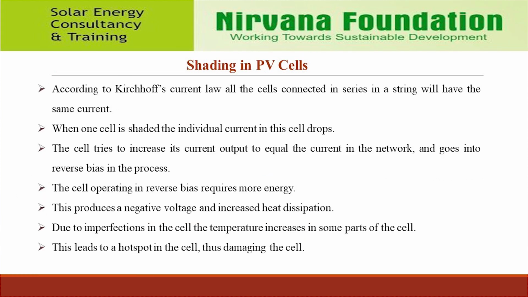Shading in PV cells. According to Kirchhoff's current law, all the cells connected in series in a string will have the same current. When one cell is shaded, the individual current in the cell drops. The cell tries to increase its current output to equal the current in the network, and goes into reverse bias in the process. The cell operating in reverse bias requires more energy. This produces a negative voltage and increased heat dissipation. Due to imperfections in the cell, the temperature increases in some parts of the cell. This leads to a hot spot in the cell, thus damaging the cell.